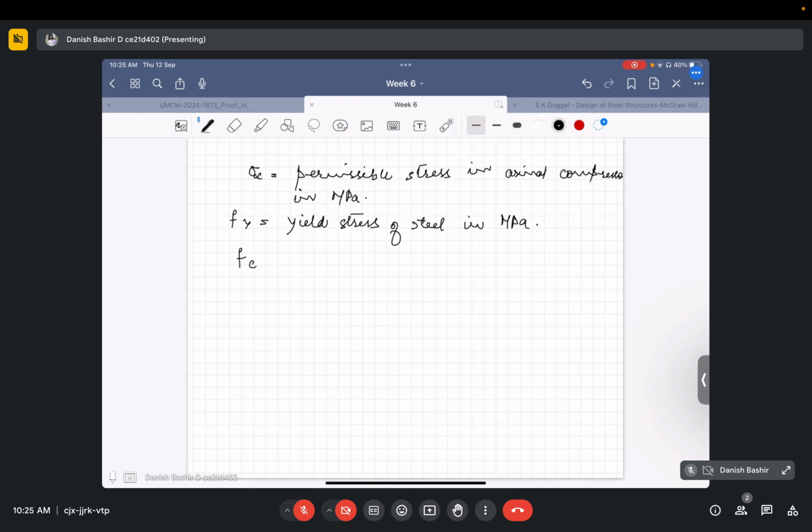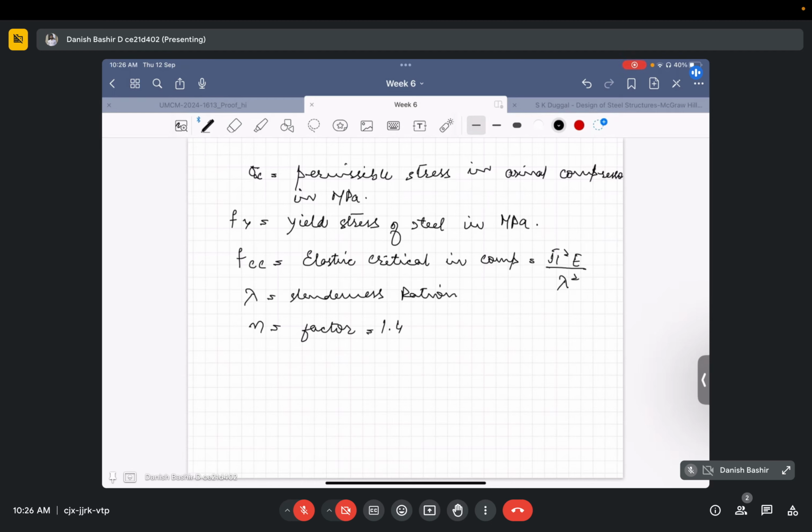fcc is the elastic critical stress in compression. That is the stress after which the buckling in the column occurs. You know that the buckling load is given by Euler's formula, so the stress will be given by pi square E by lambda square. Lambda is slenderness ratio. n is a factor, assumed to be 1.4, and it usually ranges between 1 to 3. You remember these things.